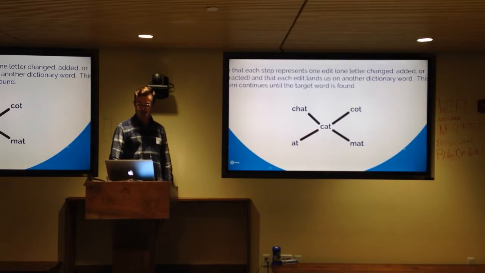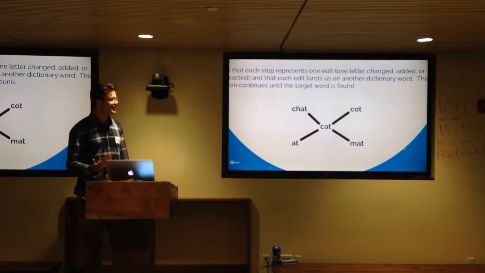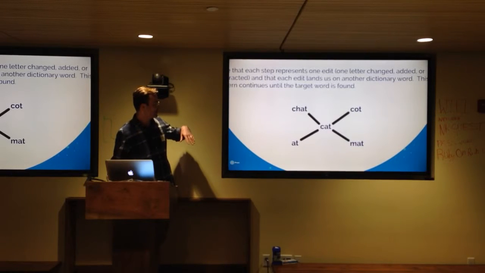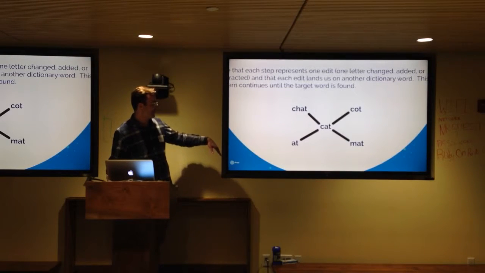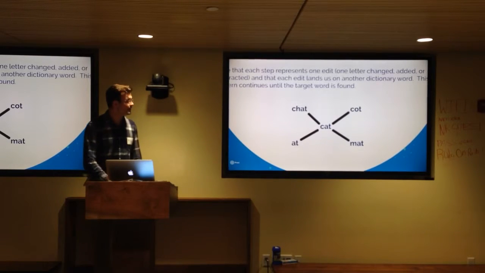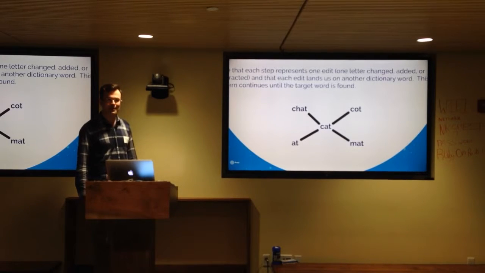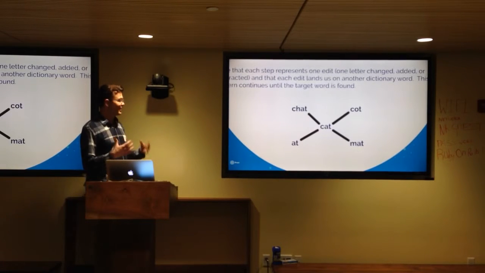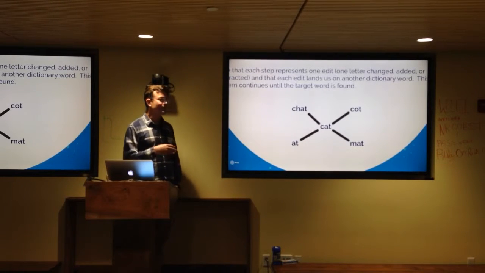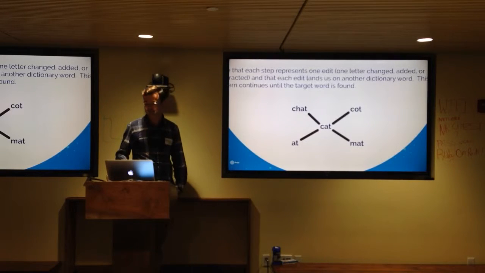If we zoom in on cat, this is perhaps what the graph looks like close to cat. One edit away, adding a letter, we could get to chat. Subtracting a letter, we could get to at. Changing a letter, we could get to mat or to cot. And there are all kinds of words connected to cat. So that's what the graph looks like if we zoom in on cat. Cat is a node; chat, cot, at, mat are all nodes. And the edits are edges between the nodes in the graph.